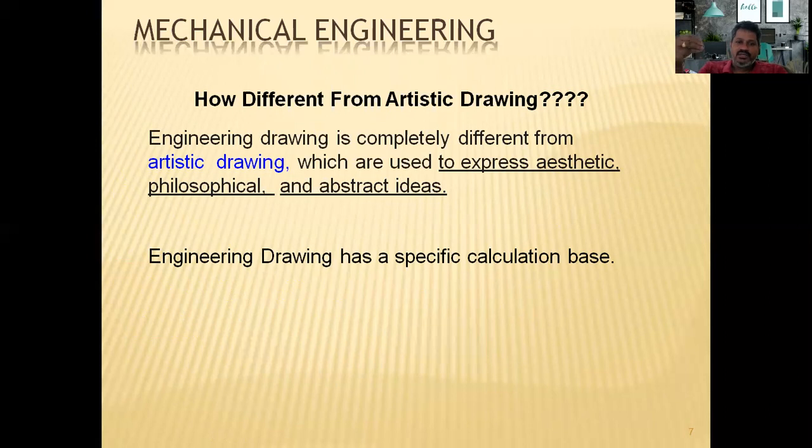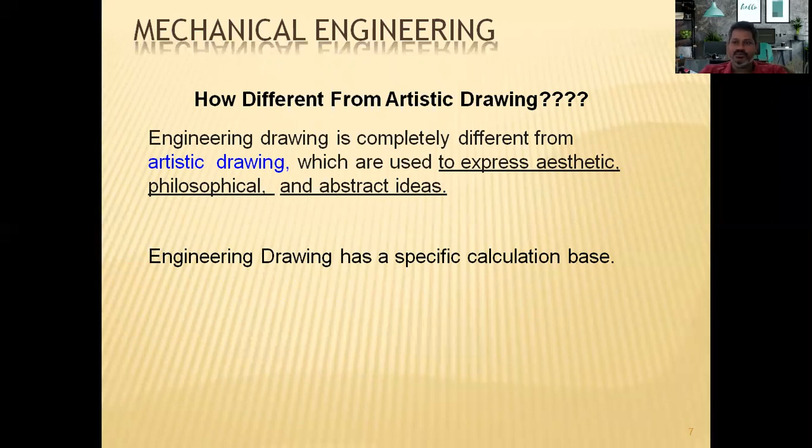Then engineering drawing has a specific calculation base. Suppose you want to construct a house, it requires a number of drawings, right? So it requires some calculation. That means engineering drawing requires calculation, whereas the artistic drawing doesn't require any calculation. That is the basic difference between the artistic drawing and the engineering drawing. Engineering drawing totally depends on the calculations, whereas the artistic drawing doesn't require any calculation.